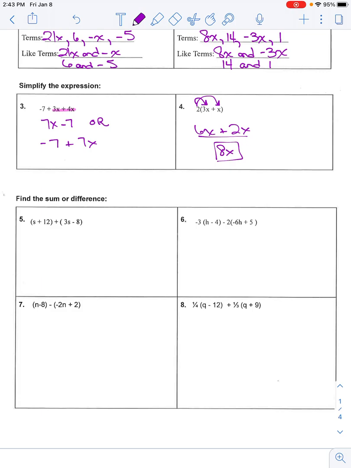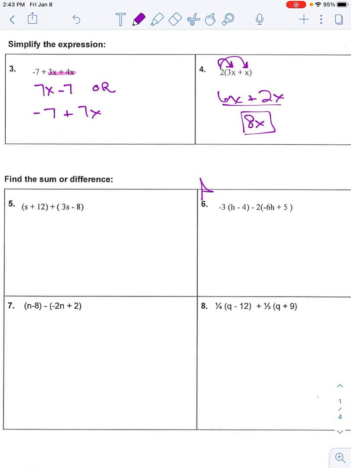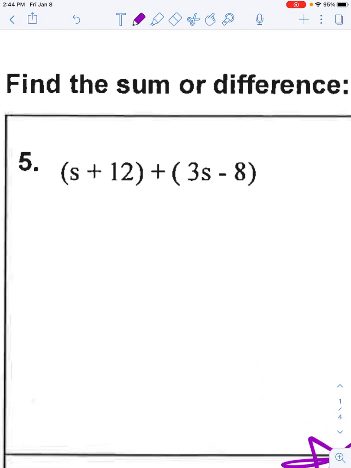Alrighty. 5 through 8, we are finding the sum or the difference, okay? So this one is the difference and this one is different, so you're distributing with a negative. Make sure you are looking carefully at those.